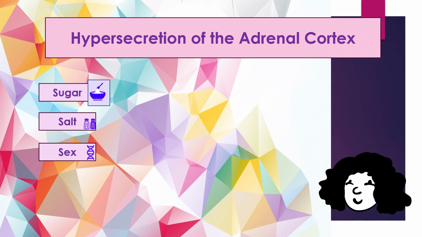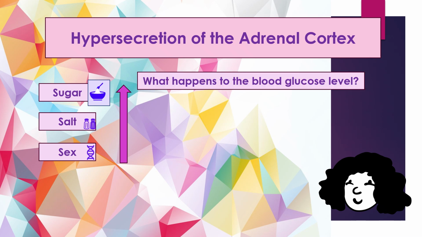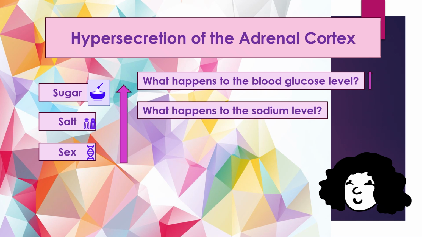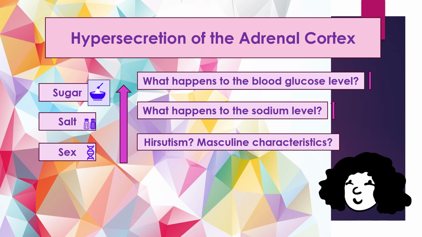So we're going to talk about hypersecretion of the adrenal cortex. You're going to have more sugar, more salt, more sex hormones. What happens to the blood glucose level if you're secreting more glucocorticoids? Well, it's going to go up. What's going to happen to the sodium level if you secrete more aldosterone? In this case, we're calling it salt. Of course, it's going to go up. And if you secrete more sex hormones, things like hirsutism or masculine characteristics might be something you see with your client.